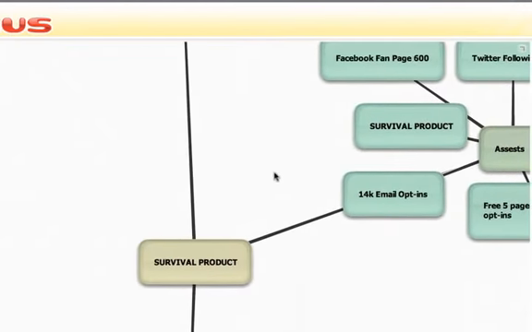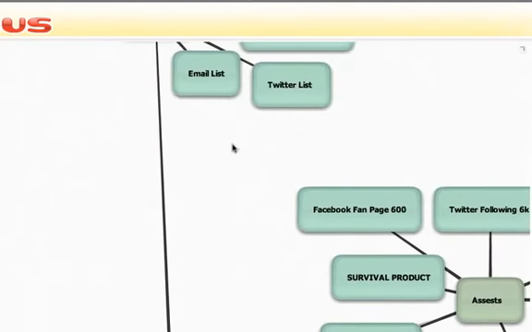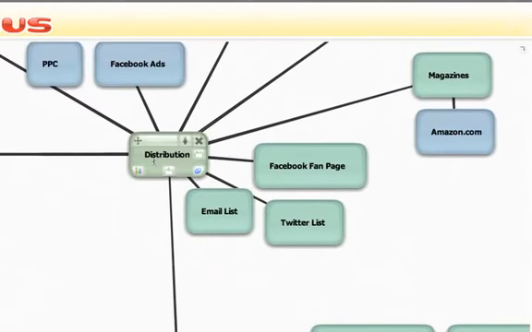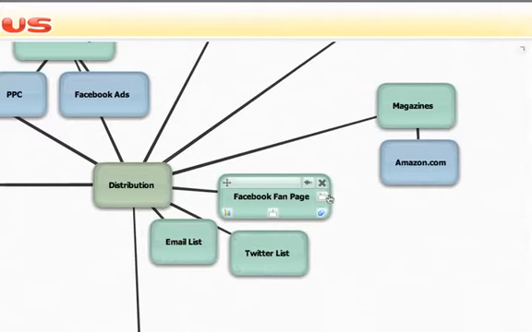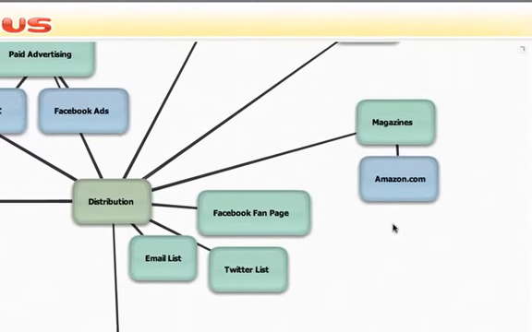Now, go on over here and create your next child and bring this one way, way, way up and label it distribution. Now make sure it's high enough because this one really gets out of hand, so you don't want to have to move it later. And you're just going to list all the different distribution methods you have available for this product launch. You can see here I have email lists, Twitter lists, Facebook fan page, and whatever you might have.